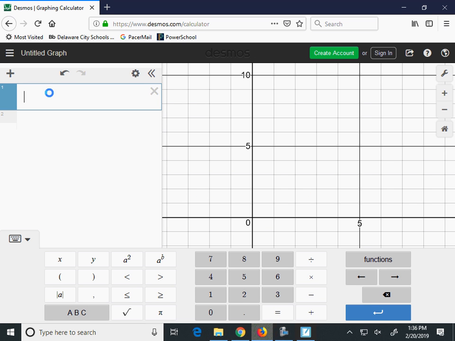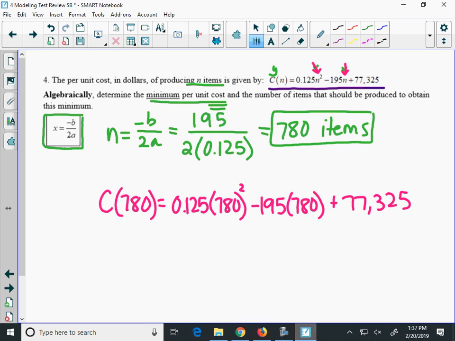So 0.125 times 780 squared minus 195 times 780 plus 77,325. There we go, 1,275. That would be your answer, and that's in dollars.